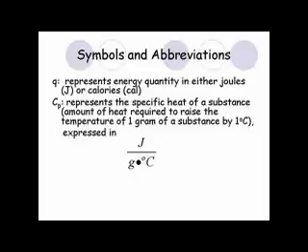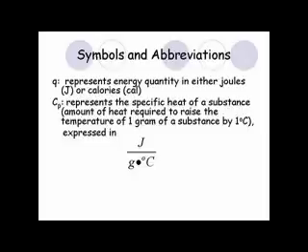Calculations of specific and latent heat problems have a lot of exotic symbols, and we really need to clarify what these symbols mean and to incorporate that in our thinking and in our data tables so that we remain well organized. In these problems, a lowercase q will represent the energy quantity in either joules or calories.